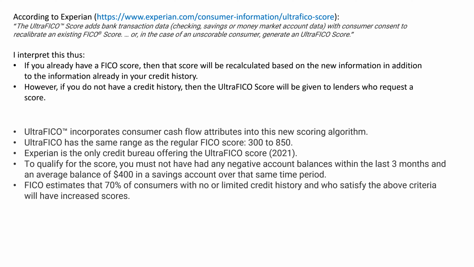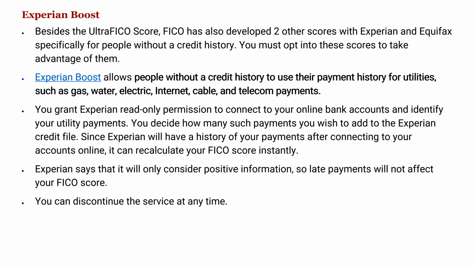Experian is the only credit bureau offering the UltraFICO score as of 2021. To qualify for the score, you must not have had any negative account balances within the last 3 months and an average balance of $400 in a savings account over that same time period. FICO estimates that 70% of consumers with no or limited credit history and who have satisfied the above criteria will have increased scores. Besides the UltraFICO score, FICO has also developed 2 other scores with Experian and Equifax specifically for people without a credit history. You must opt into these scores to take advantage of them.